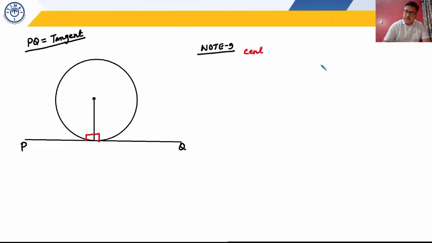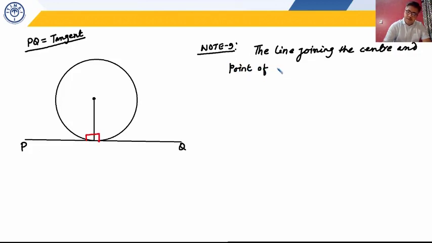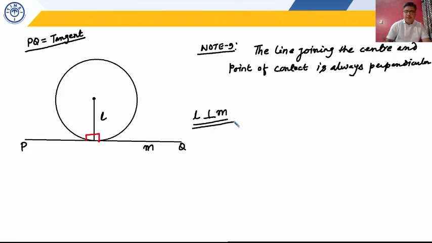So the line joining the center and point of contact is always perpendicular. So if this is L, this is M, then L is perpendicular on M. I hope this point is clear.